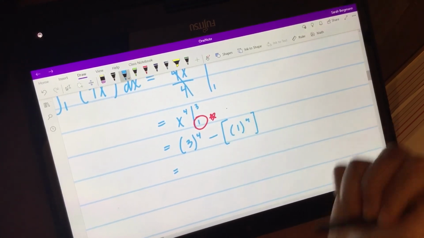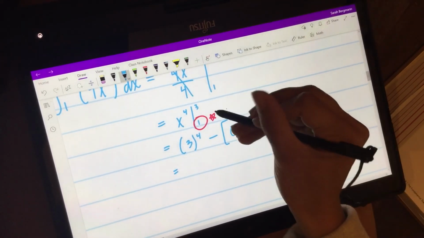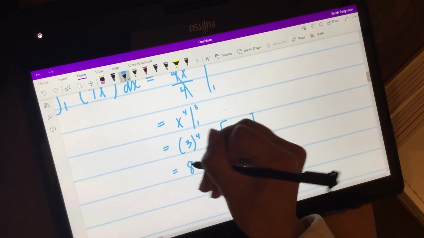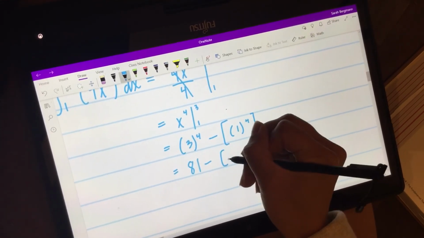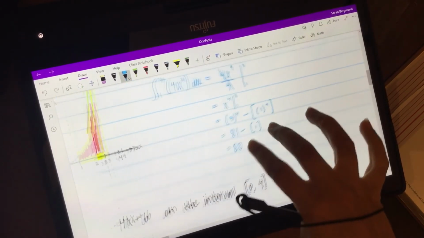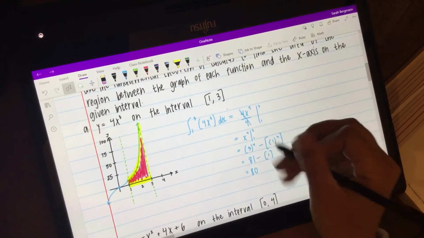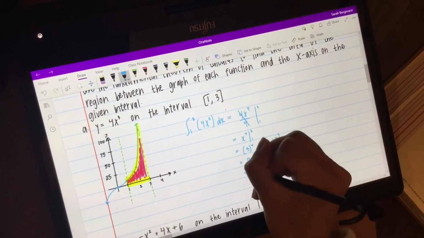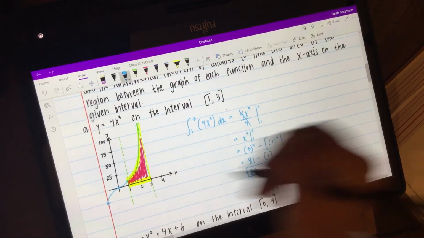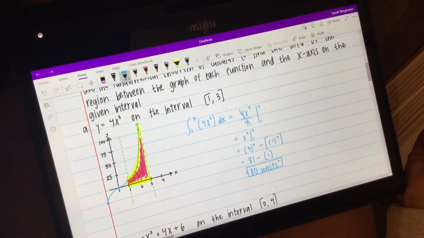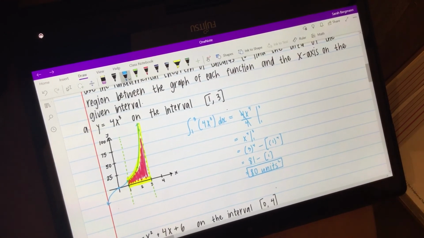All right, now we just need to simplify regular algebra, easy peasy stuff. 3 to the 4th power is 81. 1 to the 4th power is 1. 81 minus 1 is 80. So what this means is that the area of that pink shaded region is 80 units squared. A couple of days ago, we learned how to find the area of that region approximately using rectangles. However, this gives us an exact answer for the area of the region.